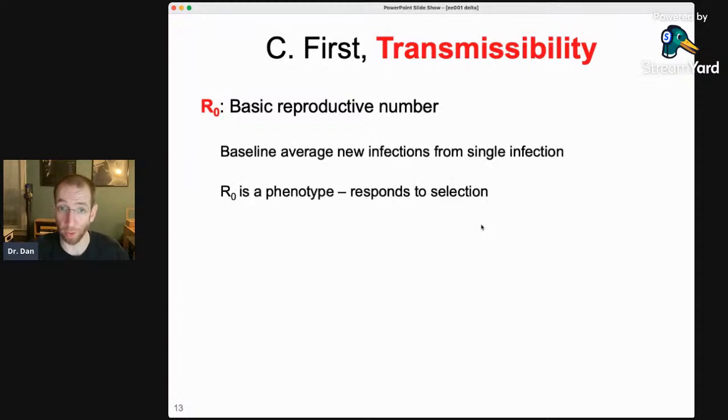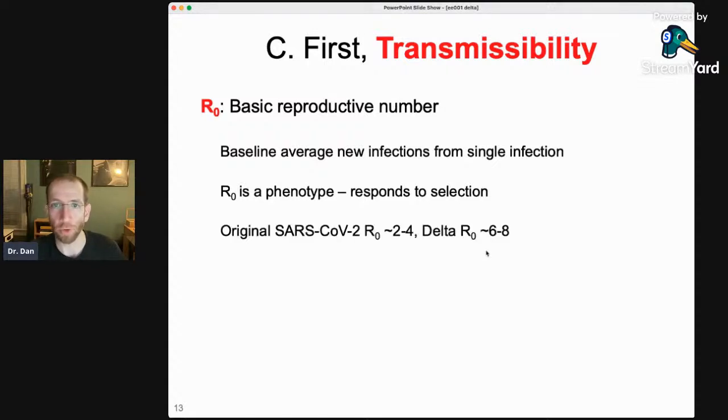Now, I want to be clear about this. R0 is a phenotype. So R0, the transmissibility of a pathogen, is going to respond to selection, right? This is something that's going to respond to selective pressures. So what we know, and again, I'm speaking from August 6, 2021, this may change, but for the original SARS coronavirus 2, your R0 is like 2 to 4, which makes it more transmissible than your average seasonal flu.